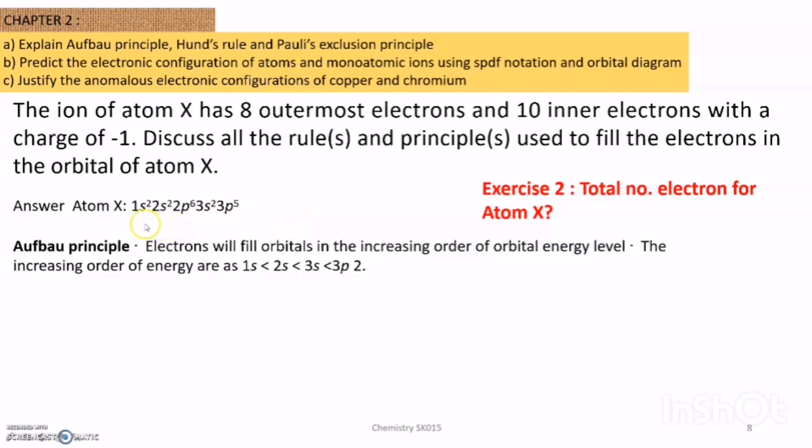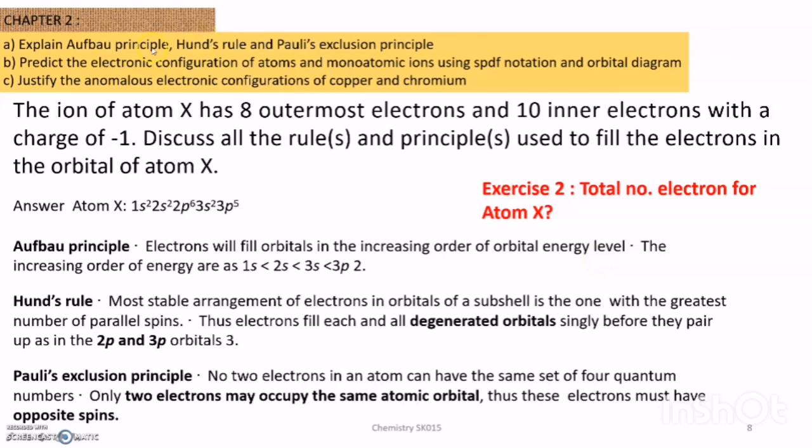Alright, so according to 17, we follow the rule to write the spdf notation. We have 1s2, 2s2, 2p6, 3s2, 3p5, so 17. This is followed from the lowest energy to the higher energy level, according to the Aufbau principle, in increasing order of orbital energy level. We can also mention the increasing order of energy: 1s, followed by 2s, followed by 3s, and followed by 3p.